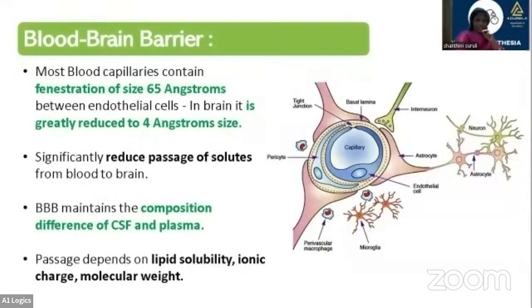Coming to the blood-brain barrier, most blood capillaries contain fenestrations of size 65 angstroms between the endothelial cells. In the brain, it is greatly reduced to 4 angstroms in size. Hence, there are tight junctions between the endothelial cells. This significantly reduces the passage of solutes from the blood to the brain, and the blood-brain barrier maintains the compositional difference between the CSF and the plasma. The passage across the blood-brain barrier is dependent upon lipid solubility, ionic charge, and molecular weight.